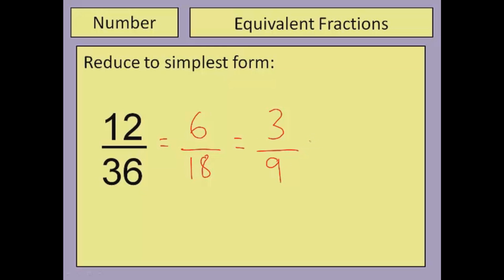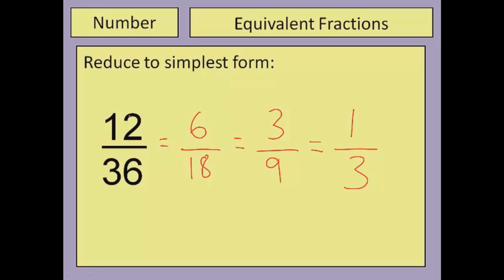Now, I can't divide by 2 anymore because these two aren't even, but is it in simplest form? Well, what we need to check is is there a number that goes into both 3 and 9? And actually there is. We could divide by 3. So 3 divided by 3 is 1. 9 divided by 3 is 3. And this would be our answer.